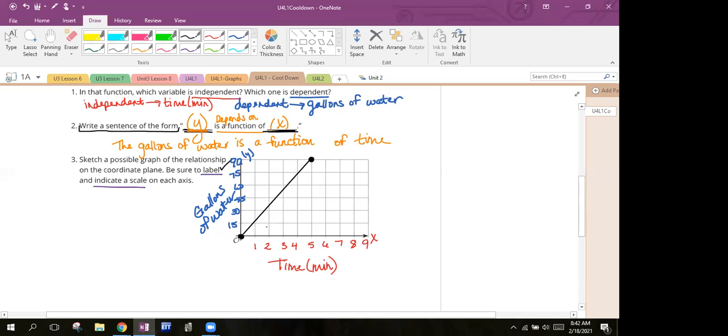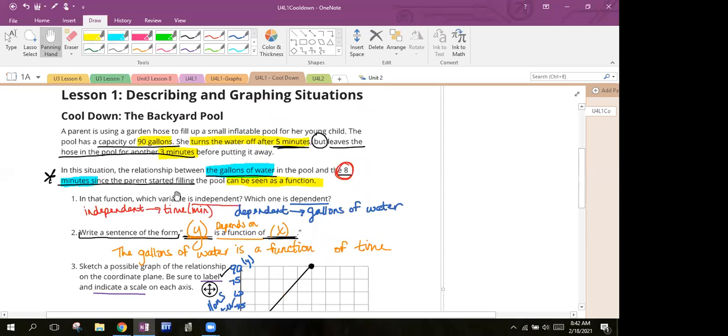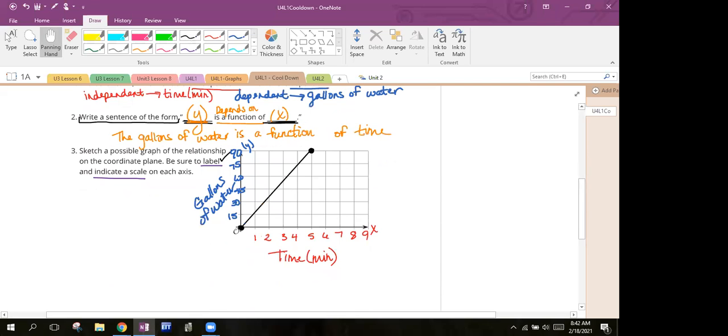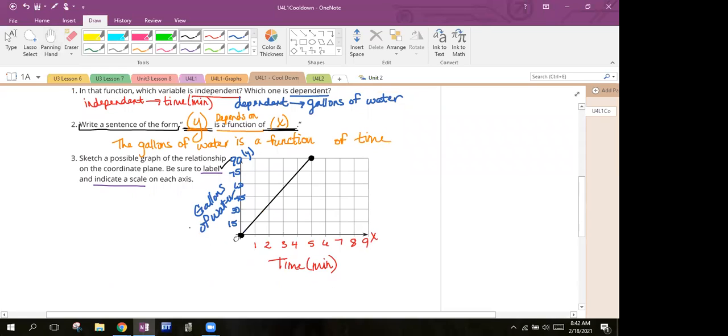So far, does this pass the vertical line test? Yep, it works. Now, we're not done because after she turned the water off, she left the water hose in there for 3 more minutes. During that 3 minutes, what's happening to my gallons of water? Is it increasing or decreasing? It's staying the same. So what's the next section of my graph going to look like? Just a straight line across.